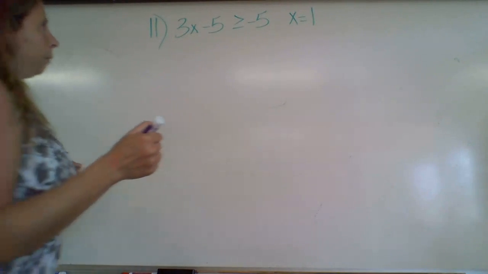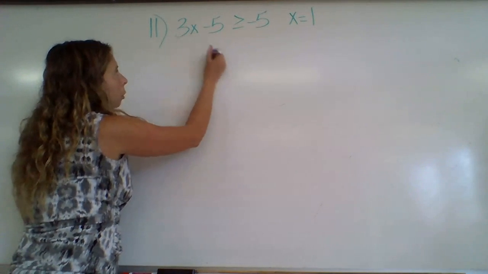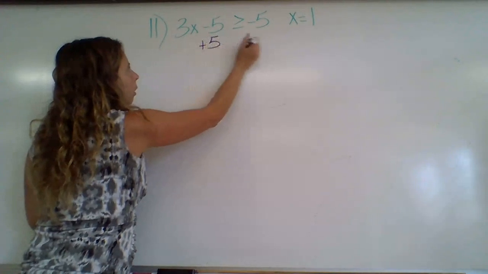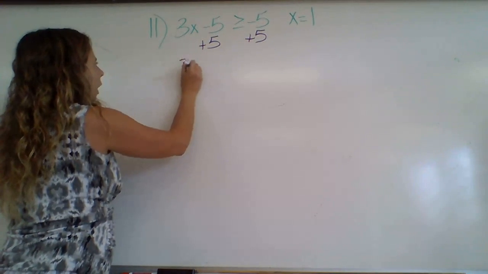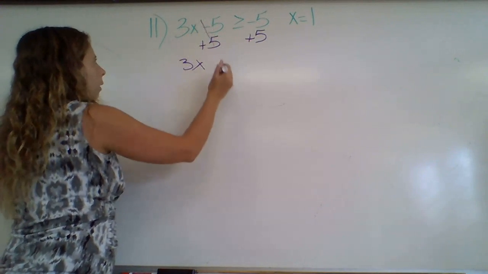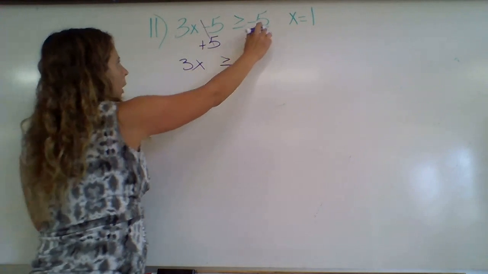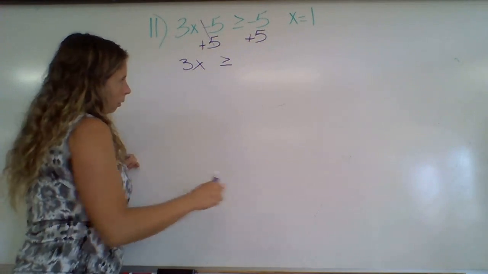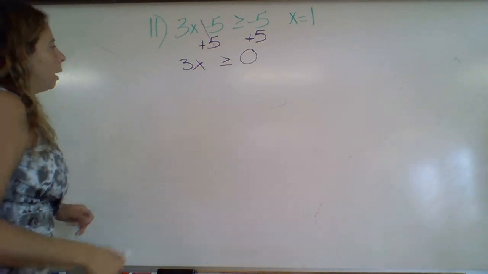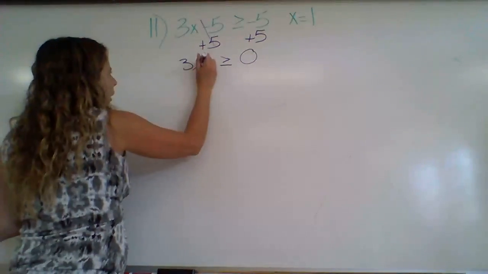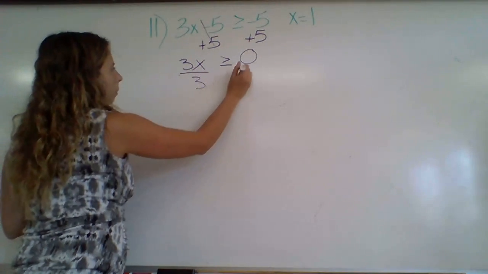So, I'm going to solve for x. Going to add 5 to both sides. 3x, negative 5 plus 5 is 0. Greater than or equal to negative 5 plus 5. That's okay. Don't freak out. Now what do we do? Well, you divide by the number in front of the x. So divide both sides by 3.